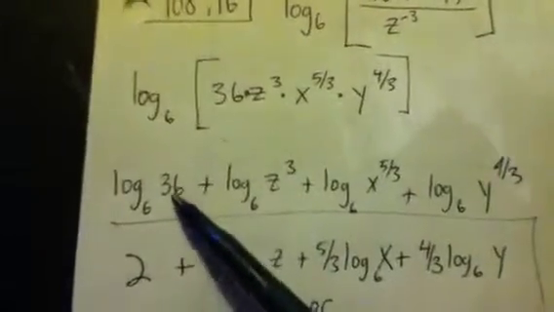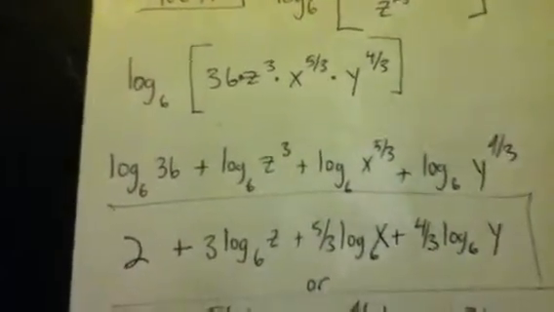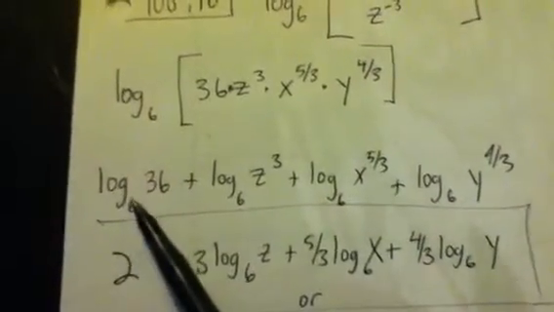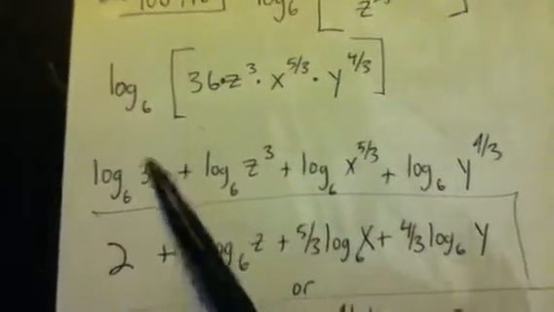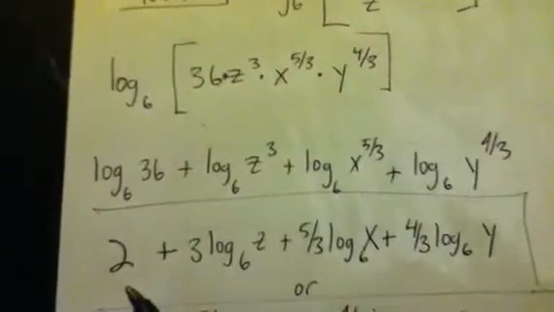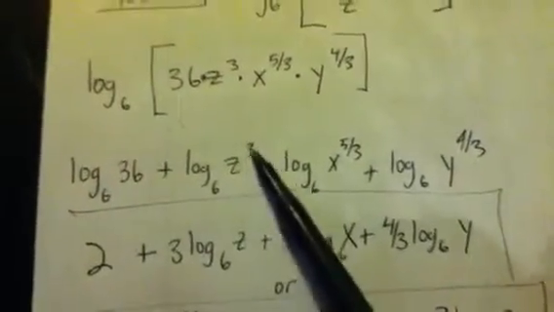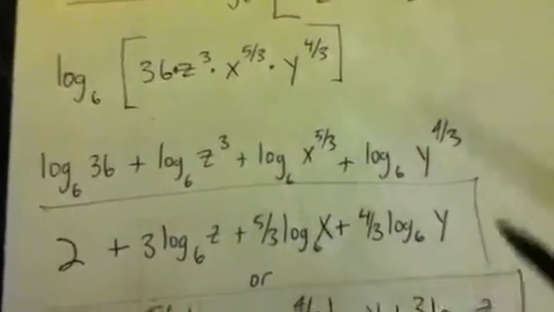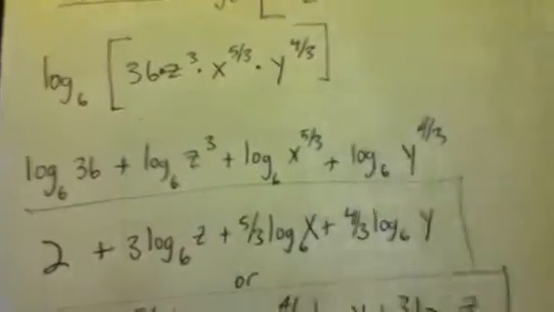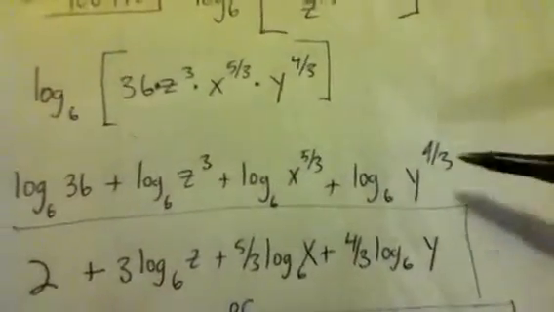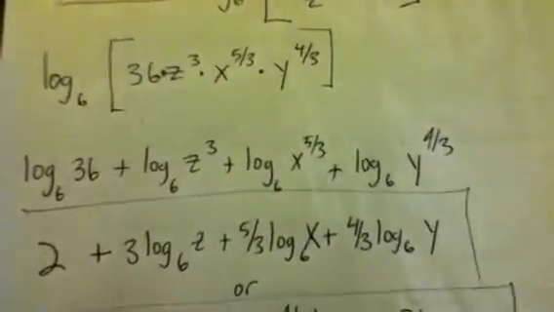Well, if I write 36 as 6 squared, then I have log base 6 of 6 squared. Log base 6 of 6 is 1, and the 2 comes out front, and that's where the 2 came from. This one, the 3 just comes down. 5/3 comes down. 4/3, that's using what I call the third log law. It's the property of logarithms that has to do with the exponents.